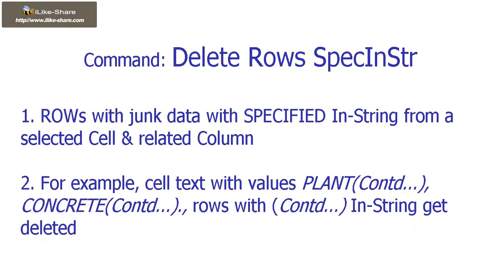Rows with chunk data with specified end string from a selected cell in related column. For example, cell text with values planned, continued, concrete, continued. Rows with continued in string get deleted.